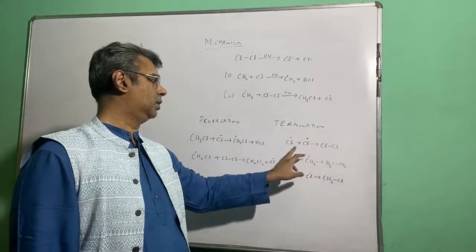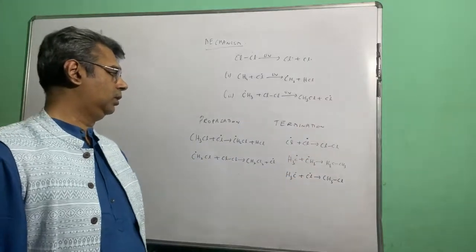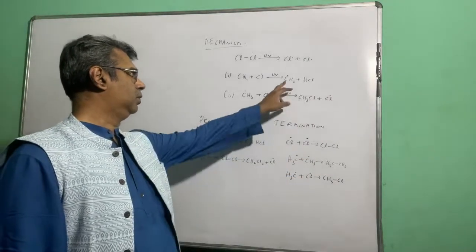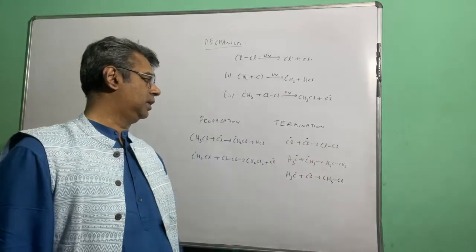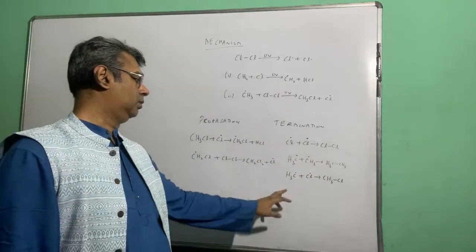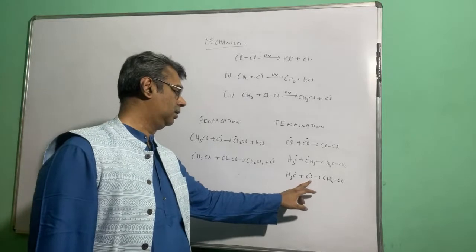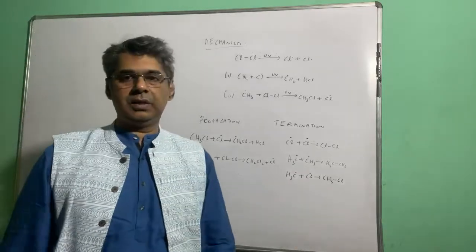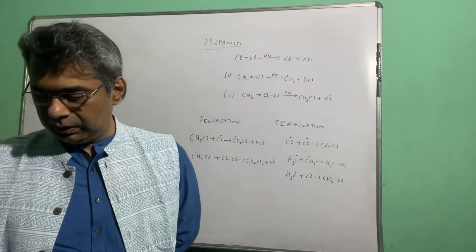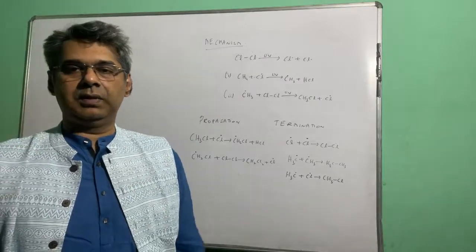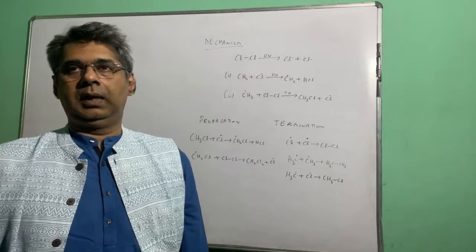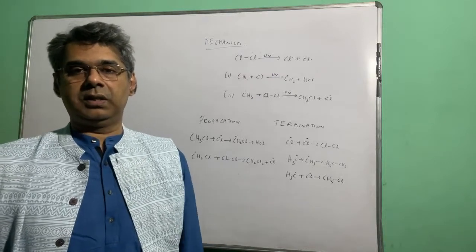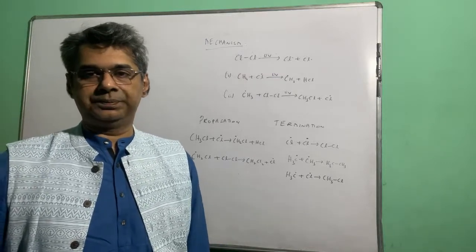Suppose two Cl dots will combine to give chlorine, then two CH3 dots will combine to give CH3CH3, and one CH3 dot will combine with one Cl dot to give CH3Cl. The point is that termination literally means that the free radicals will exhaust each other. You know, if they don't exhaust each other, then this reaction will never stop.